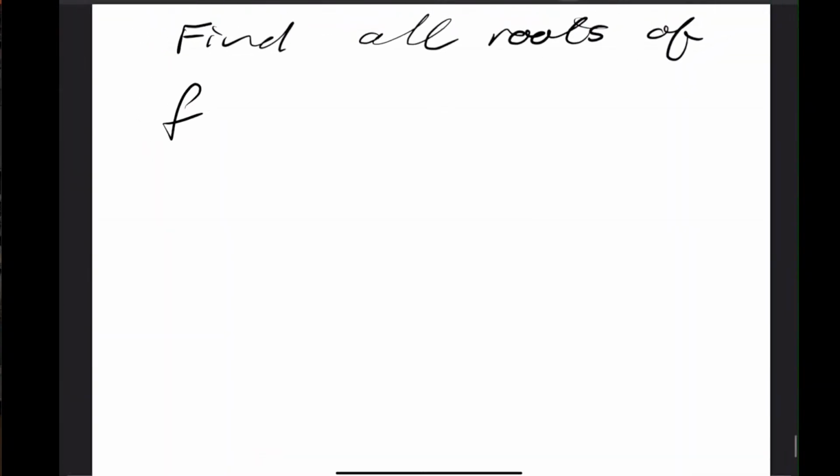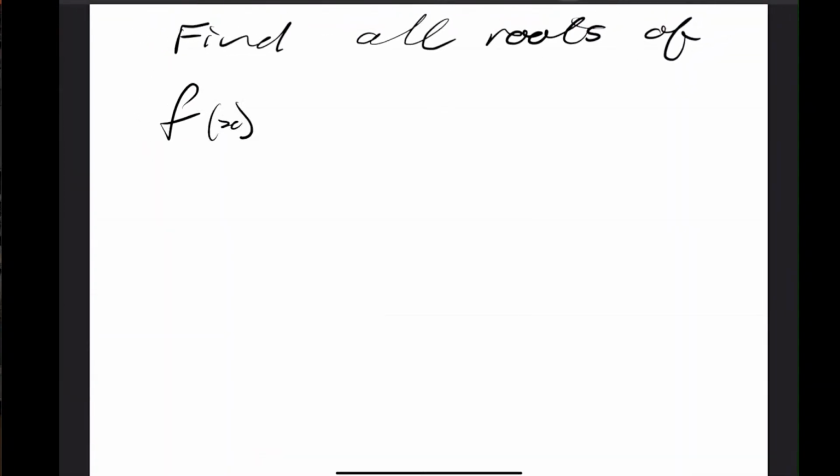Let's do another one. Exercise. Find all the roots of the following polynomial. f of x is x to the 4 minus 5x cubed plus 10x squared minus 10x plus 4.